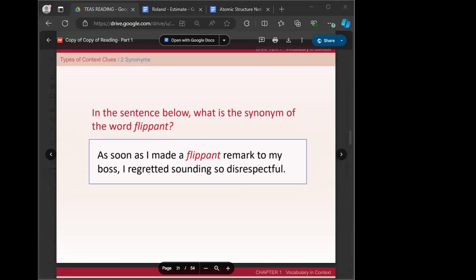Okay, so the reason why disrespectful is the correct answer is synonyms have to be the same part of speech. So flippant is an adjective because it's describing what kind of remark, but regretted is a verb.